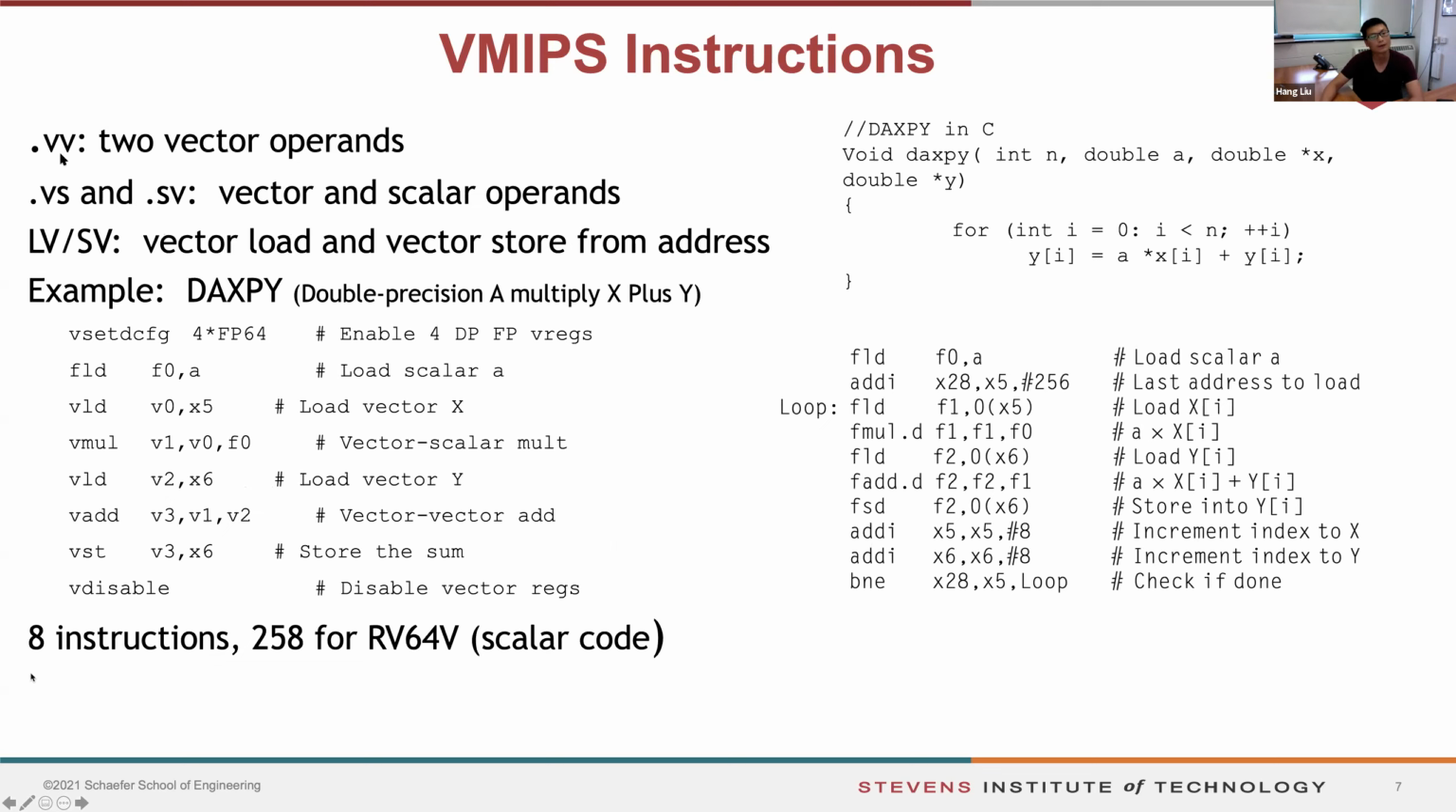If we do .vv, it means there are 2 vector operands. If it's a vs or sv, it means vector-scalar, right? LV, SV means loading a vector and storing a vector, right?